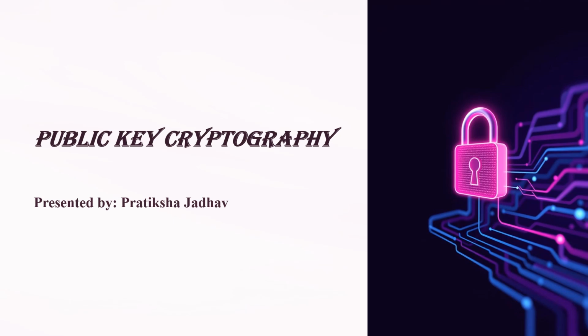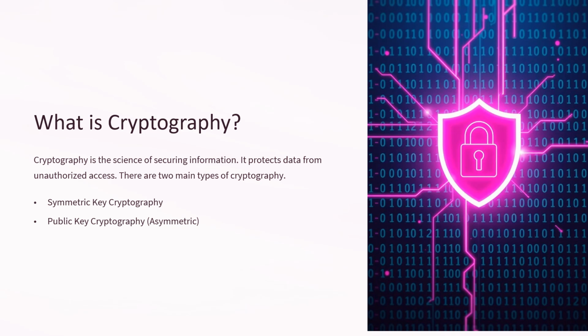I am explaining public key cryptography. What is cryptography? Cryptography is the science of securing information. It protects data from unauthorized access. In simple words, cryptography means transforming readable data into unreadable format using algorithms and keys.